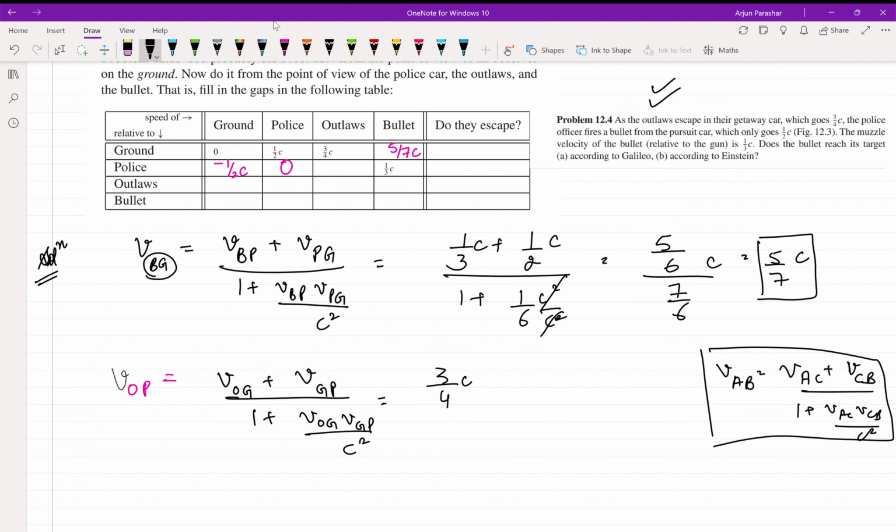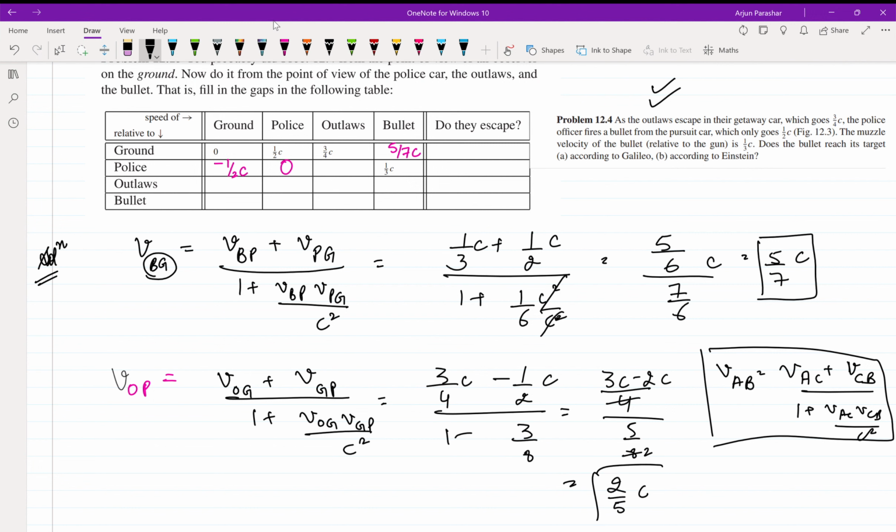Now, the speed of the ground with respect to the police. So the speed of the ground with respect to the police is minus 1 by 2c. It is very important. 1 upon minus, what we get is 3 by 8, and c square is cancelled by this c square. So we get 3 by 4 minus 1 by 2 c upon 5 by 8. So this is cancelled by this, we get 2 by 5 c. So the speed of the outlaws with respect to the police is given by 2 by 5 c.